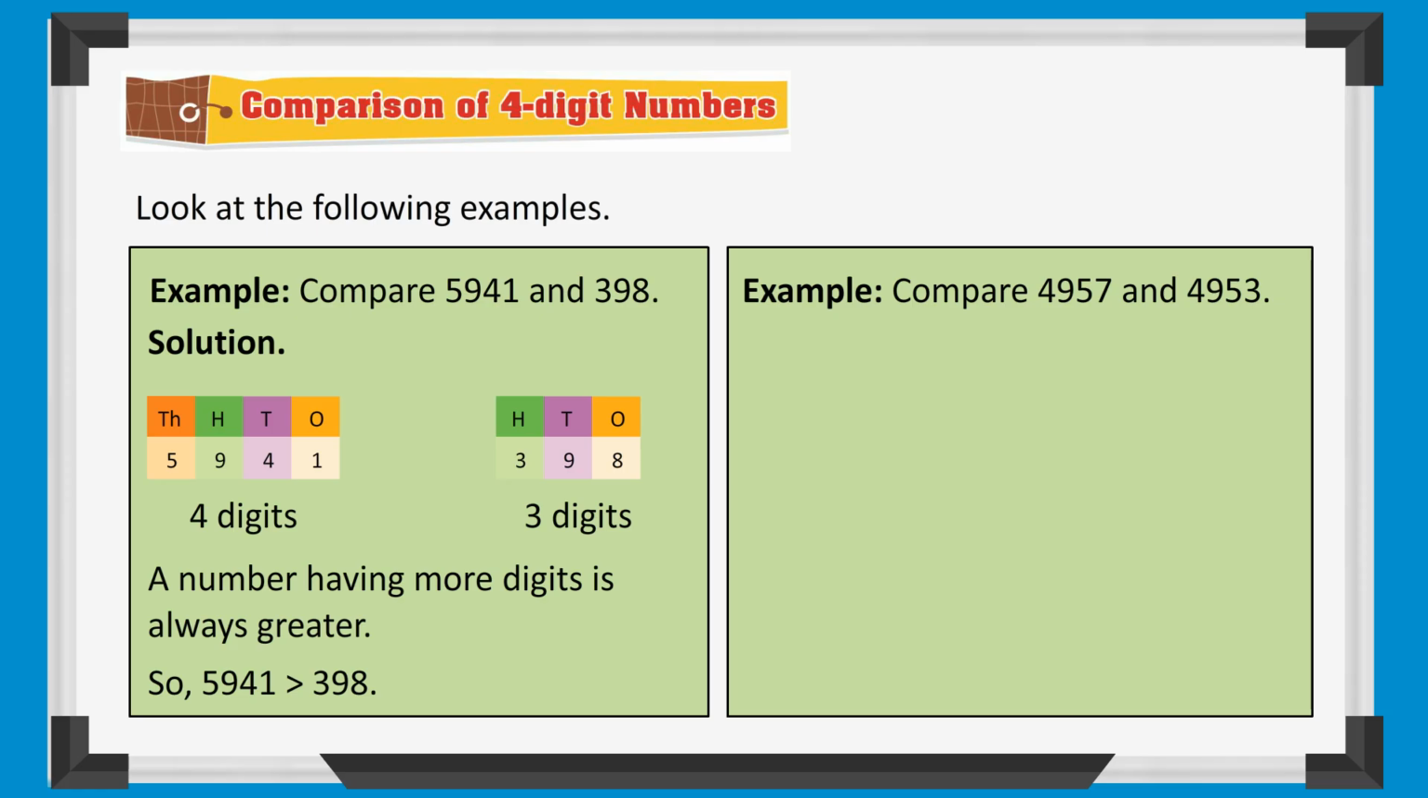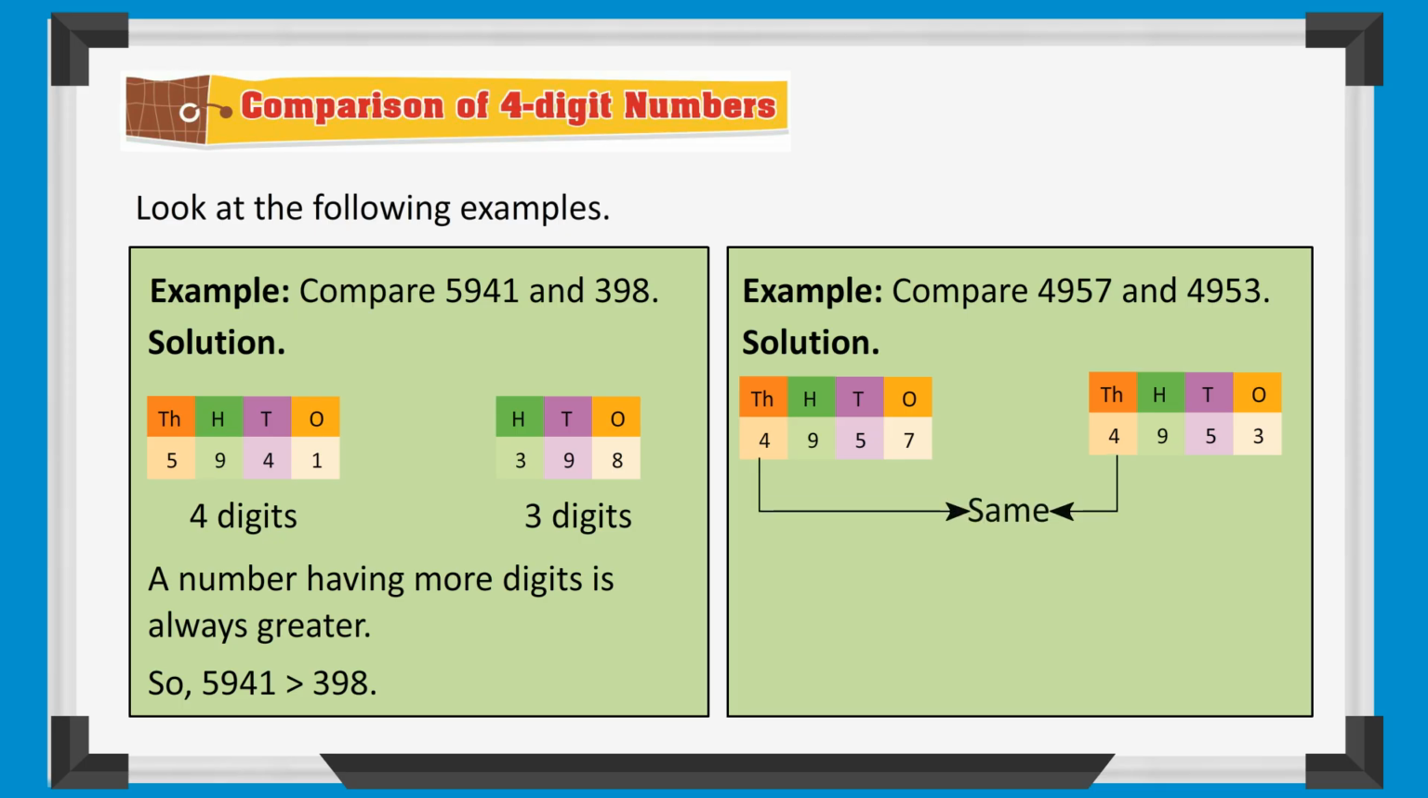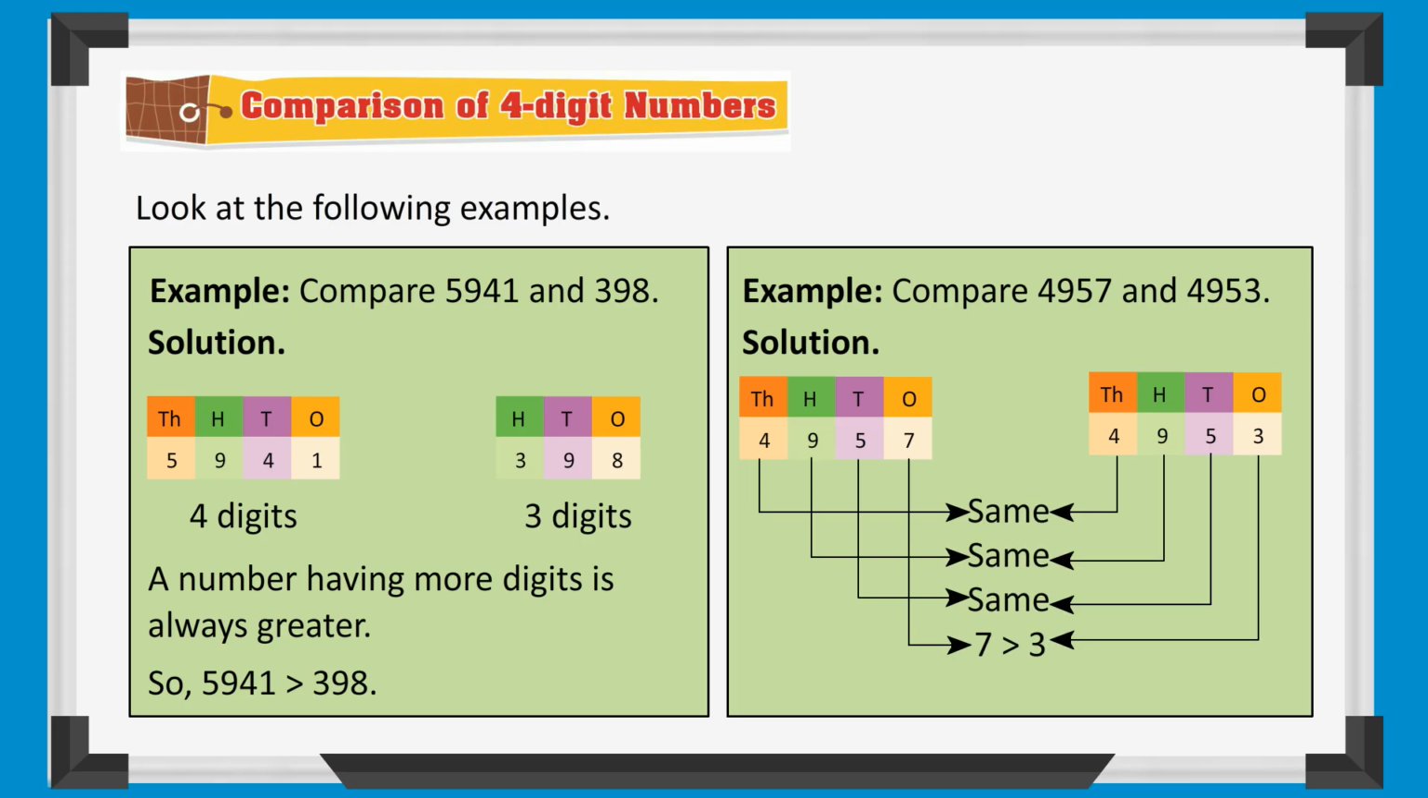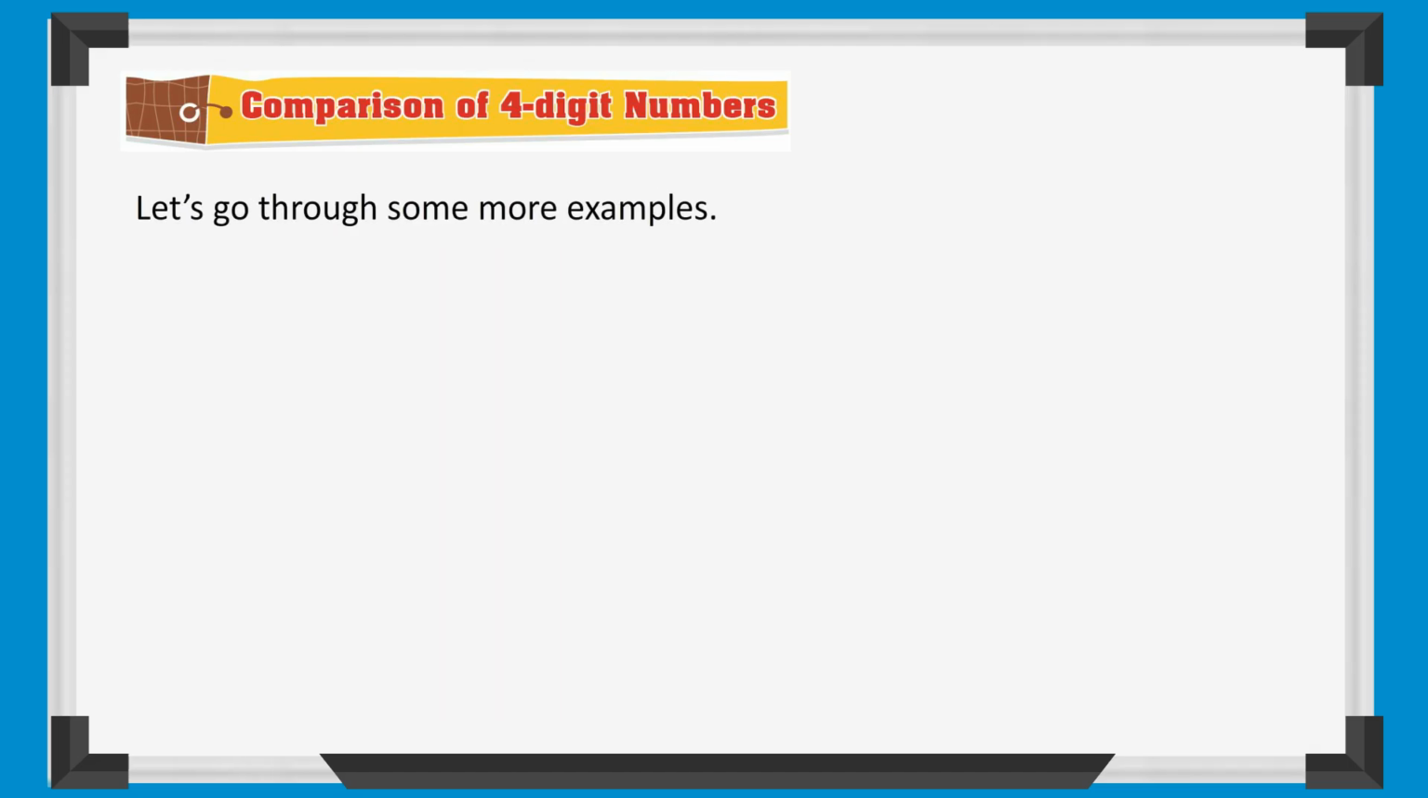Example, compare 4957 and 4953. Solution, 4957, 4953. Same. 7 is greater than 3. So 4957 is greater than 4953. Let's go through some more examples.